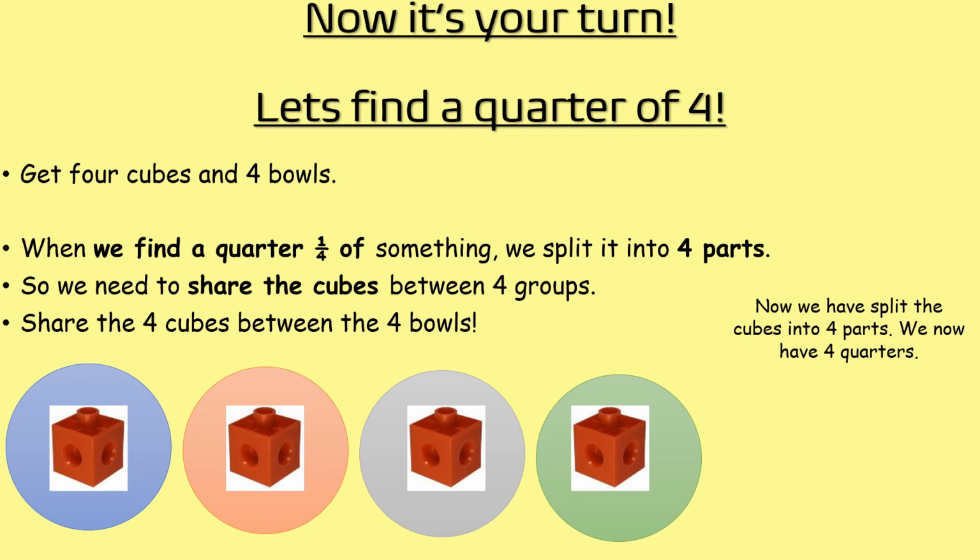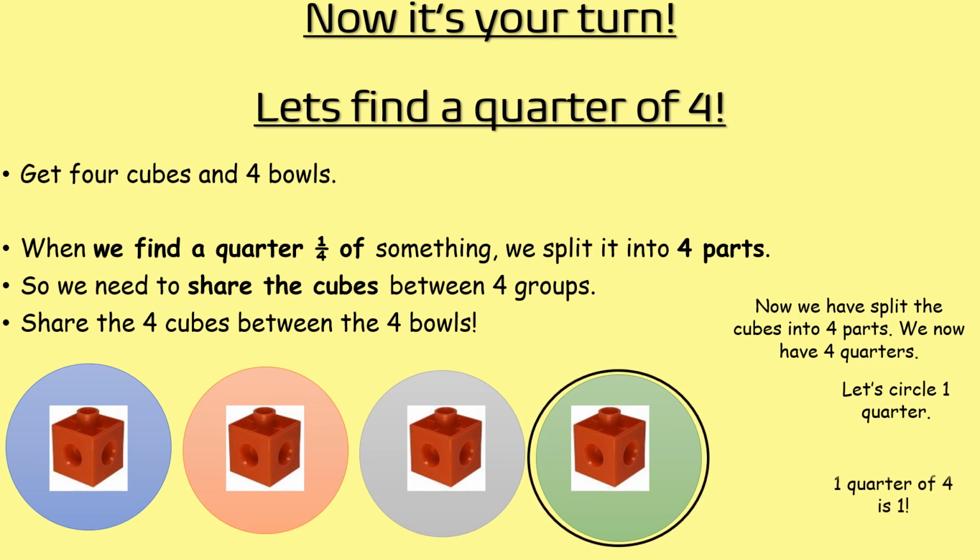Now I only want to find out what 1 quarter is. What is a quarter of 4? So let's circle 1 quarter. Let's circle 1. And there's 1 cube in my 1 quarter. So 1 quarter of 4 is 1. It's 1. Did you get that, children? I bet you did. Well done.